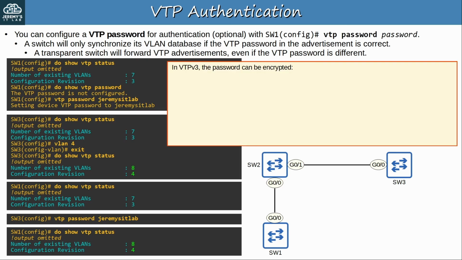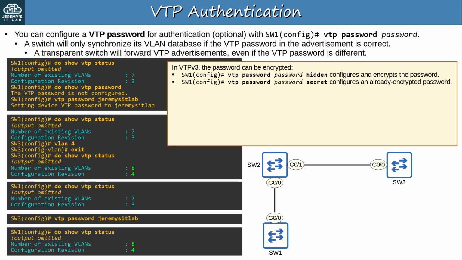In VTP version 3, the password can be encrypted. You can use the command vtp password, the password, and then hidden to configure and encrypt the password. There is also vtp password secret. You can use this command to configure an already encrypted password. Let's see how that works.